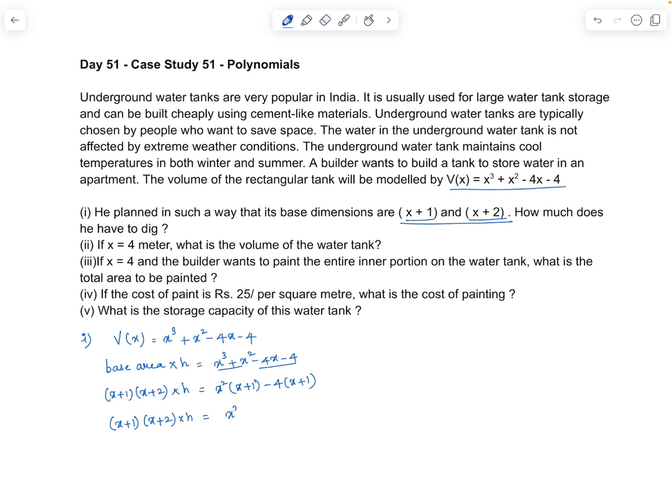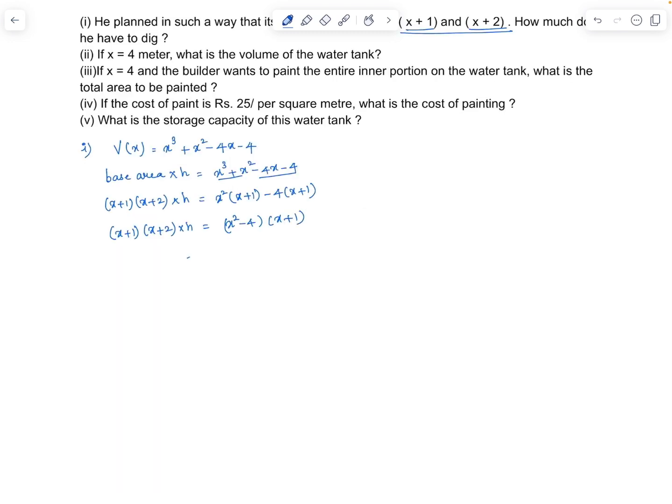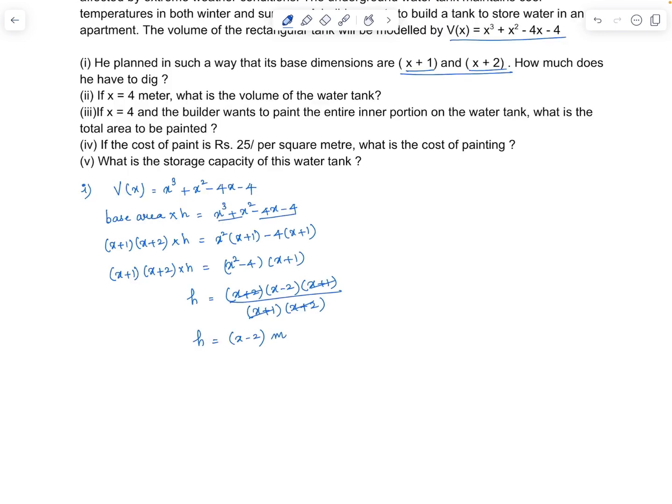Right hand side is x square minus 4 times x plus 1. H is equal to x square minus 4, which can be written as x plus 2 times x minus 2, and x plus 1 already exists, divided by x plus 1 times x plus 2. On further simplifying, we get h as x minus 2. That is, the height to be dug is x minus 2 meters. Question 2. If x is equal to 4 meters, what is the volume of the water tank?